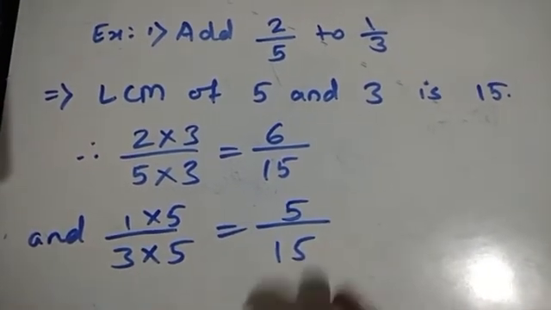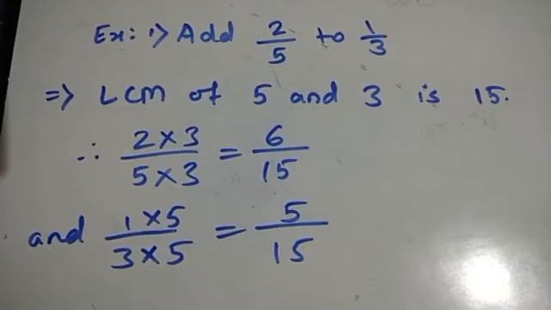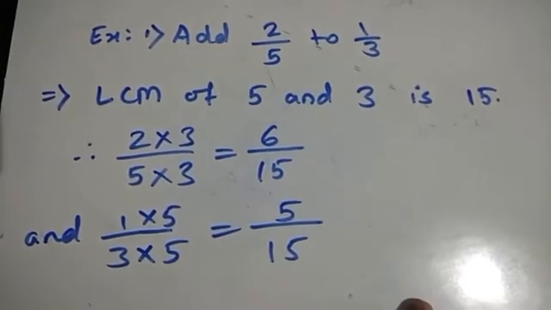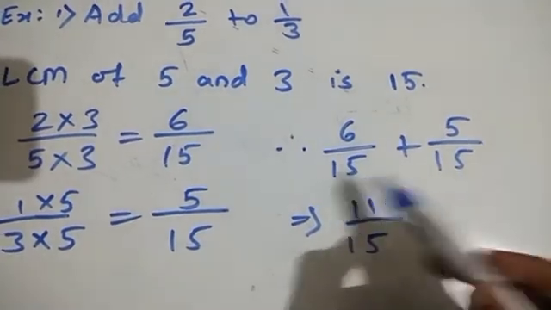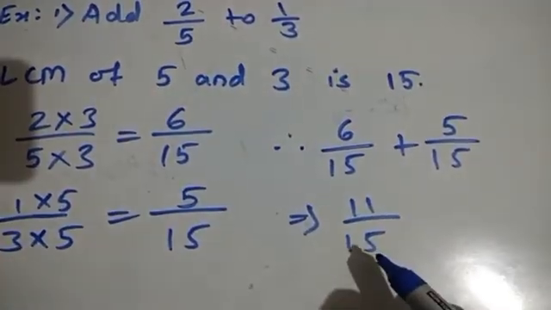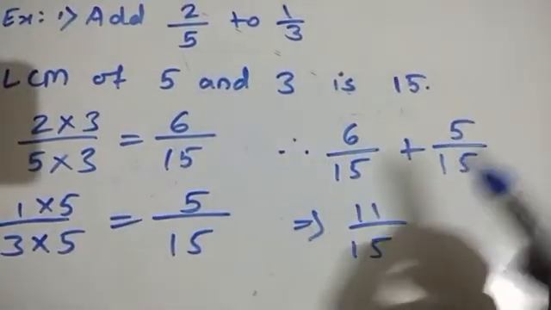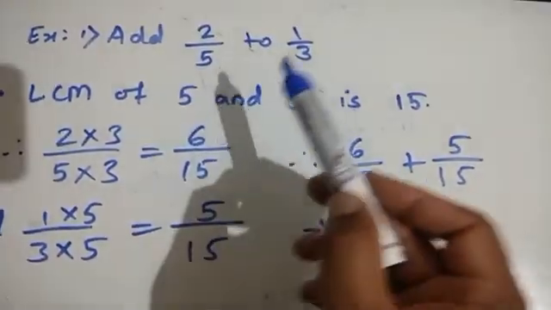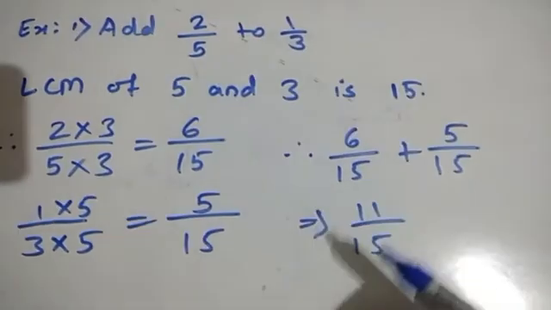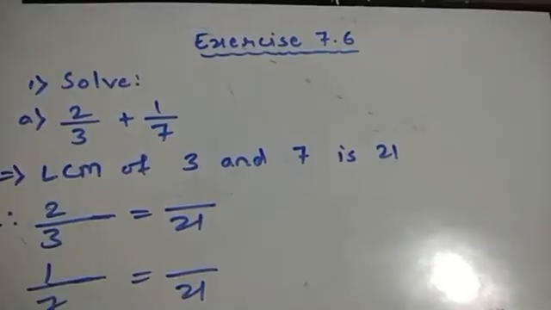Now here, both the fractions we converted into like fractions. So we can add them directly now. Therefore, 6 upon 15 plus 5 upon 15, this denominator 15 we can copy directly, and 6 plus 5 is equal to 11. Therefore, what will be the sum of 2 upon 5 plus 1 upon 3? 11 upon 15. Now we'll solve exercise 7.6.